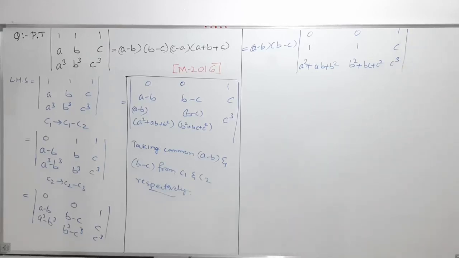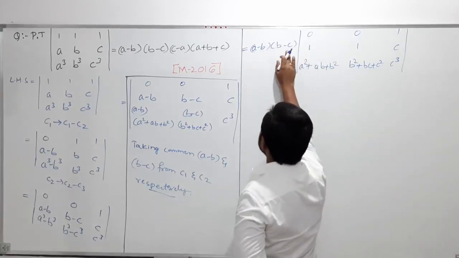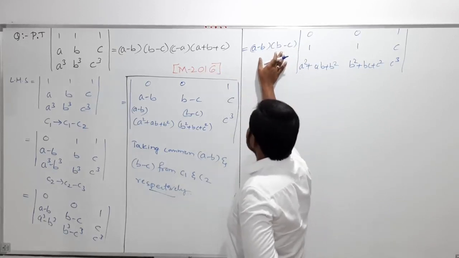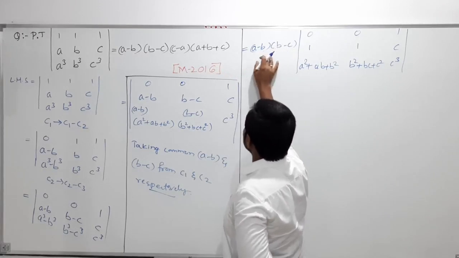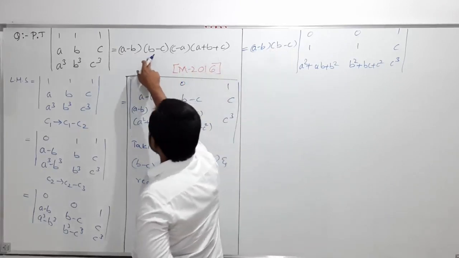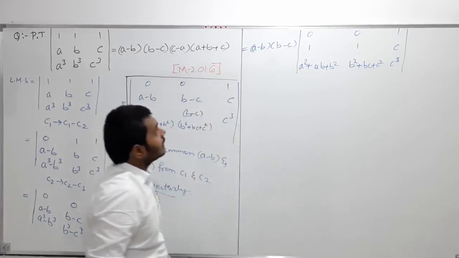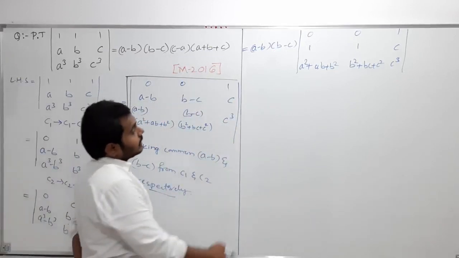Clear? So I'll just check whether it is visible to you or not. Yes. So my students, I am taking a minus b common and b minus c common here. So what is next? Already we have this result. Already we took these two factors outside. Clear? So next we should prove that c minus a and a plus b plus c are required. So for that, my students, what do I do?